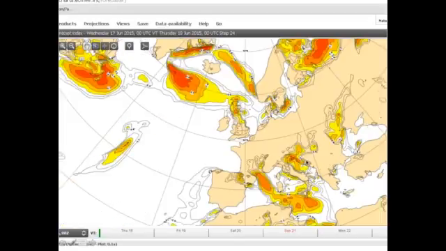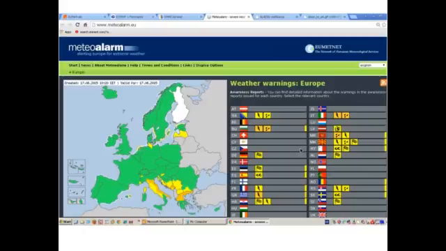For the winds for today: North England, North Scotland and the north part of the UK, some parts of Scandinavia, and again large portions of the Mediterranean could experience some high winds. Hence the warnings for Europe for today.